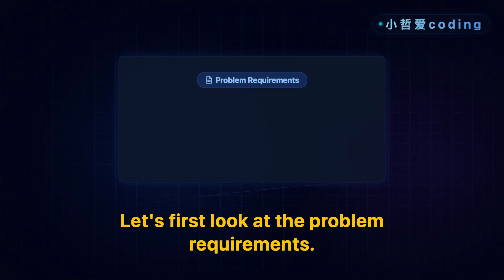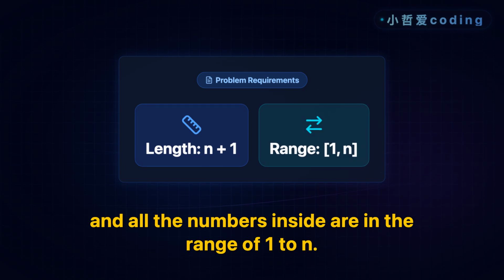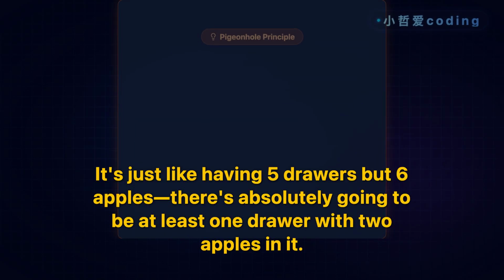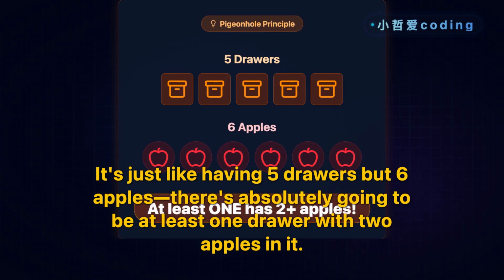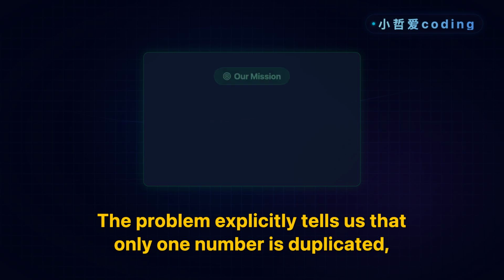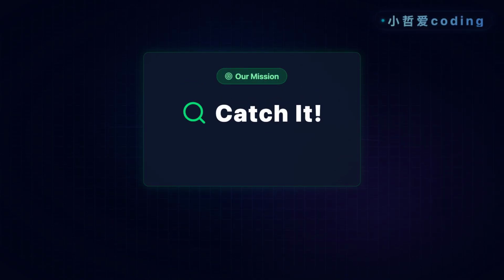Let's first look at the problem requirements. You're given an array of length n plus 1, and all the numbers inside are in the range of 1 to n. It's just like having 5 drawers but 6 apples. There's absolutely going to be at least one drawer with 2 apples in it. The problem explicitly tells us that only one number is duplicated, and our task is to catch it. Note that the number might appear multiple times.